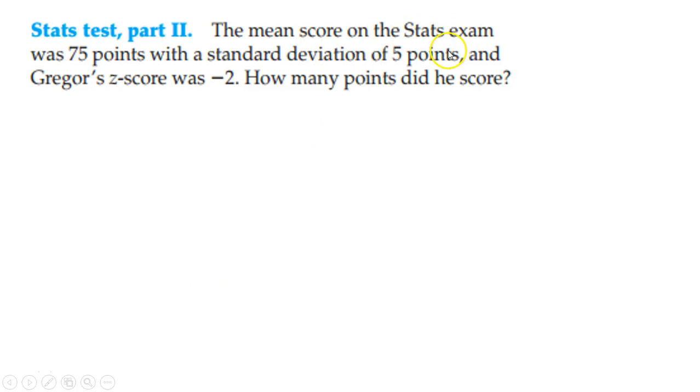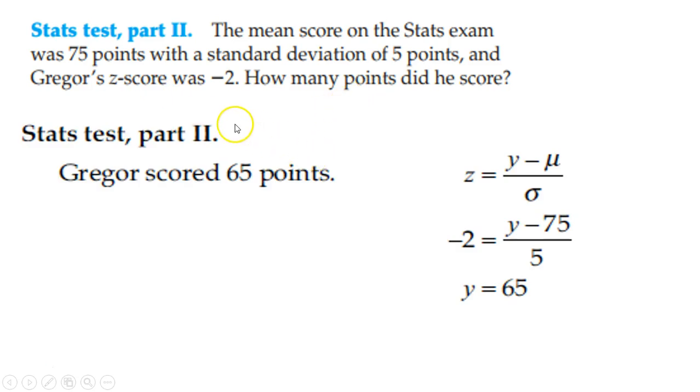The mean score of the stats exam was 75 points with a standard deviation of 5. And Gregor's z-score was negative 2. How many points did he score? Well, basically what we can do is, if I know the z-score, and I know the average or the mean, and I know the standard deviation, I can find what that score is by multiplying and then adding. So we basically were able to figure out that it was 65.